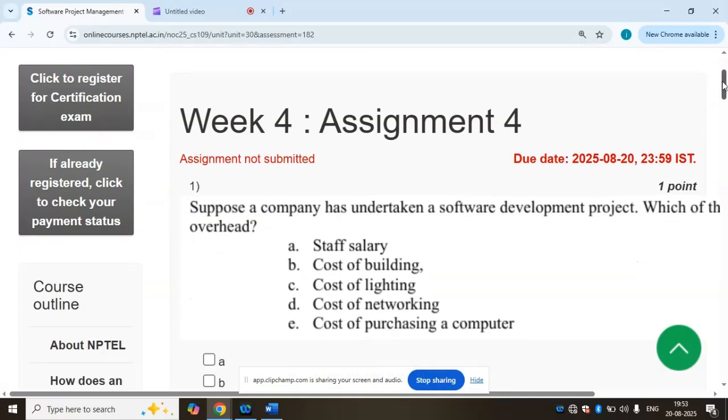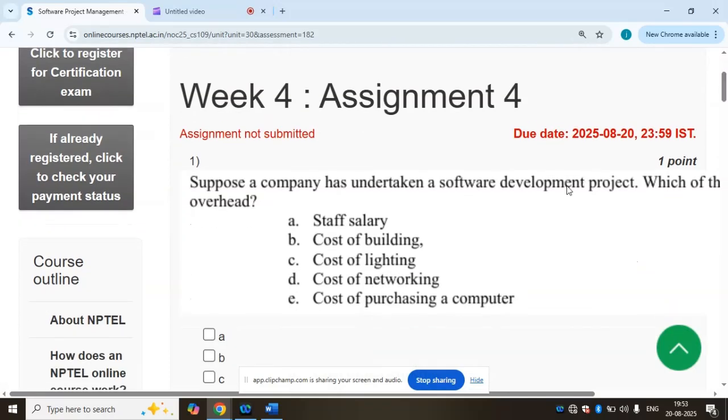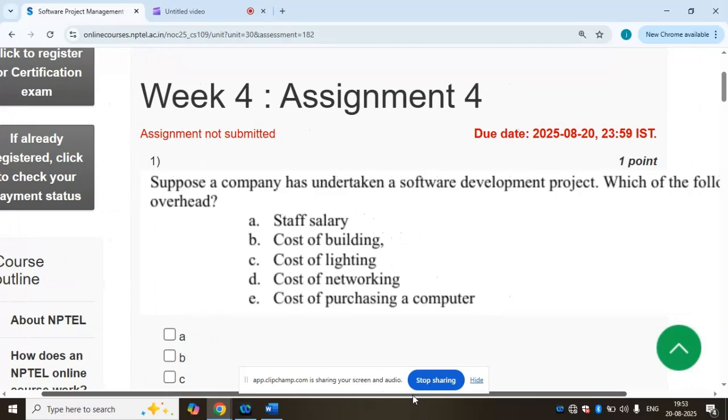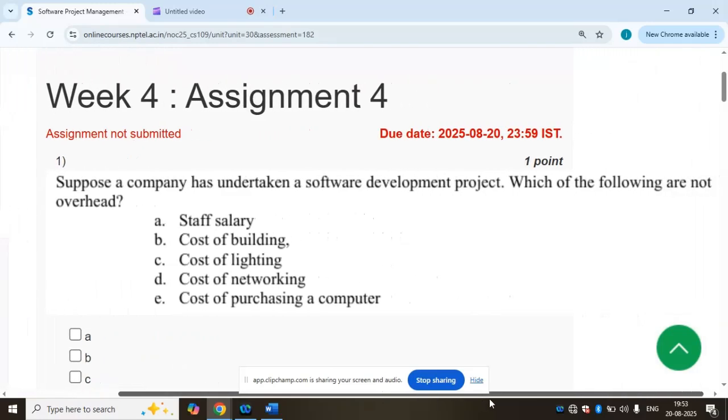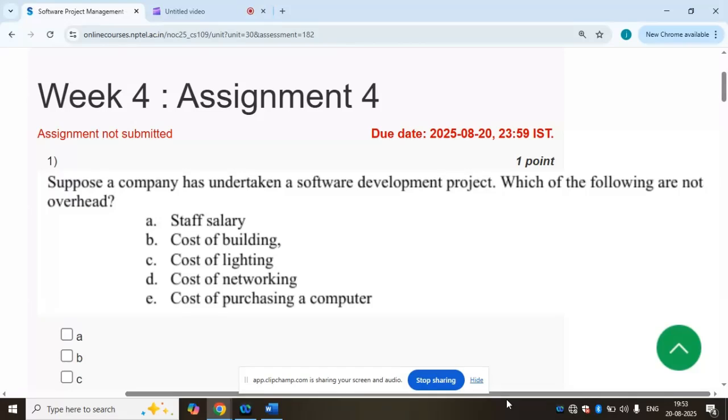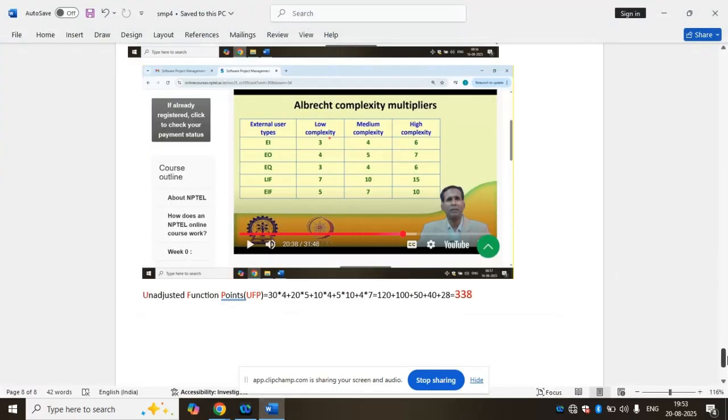First question, suppose a company has undertaken a software development project. Which of the following are not true? Which of the following are not overhead? We'll see the answer for this one.